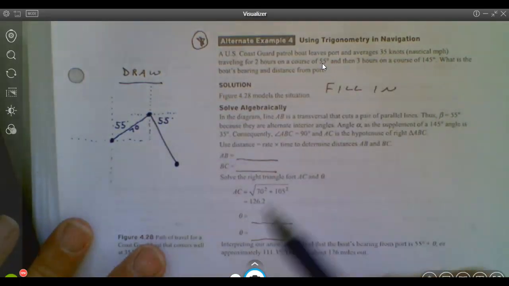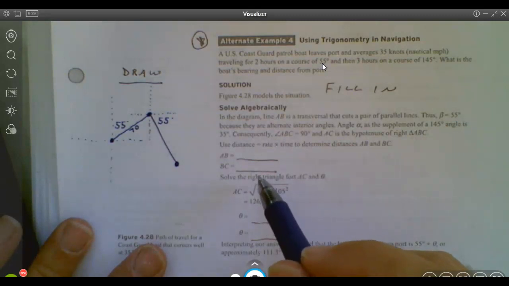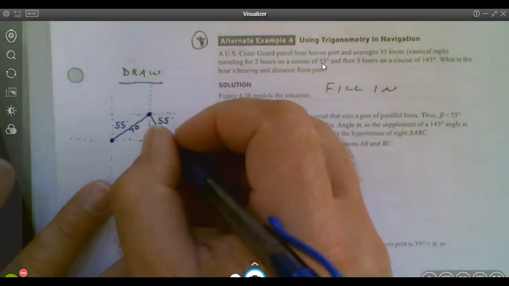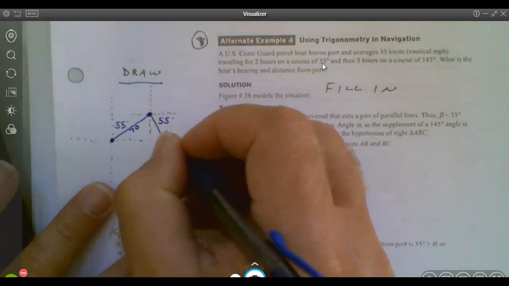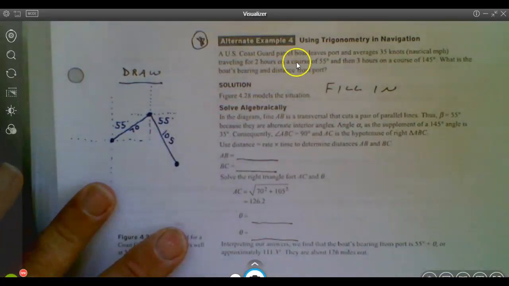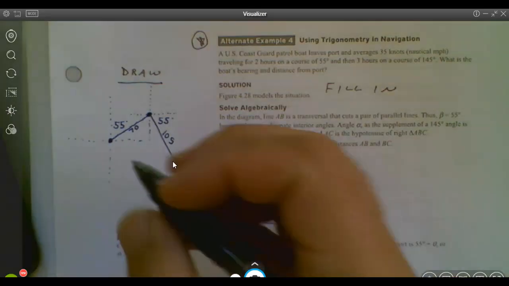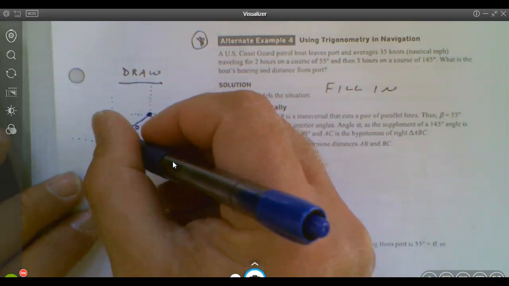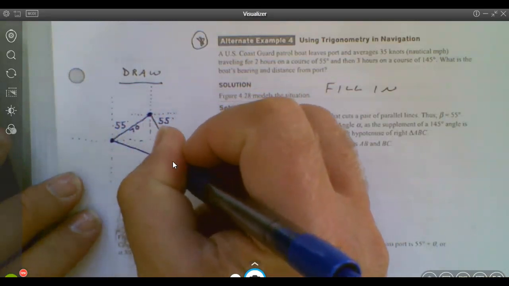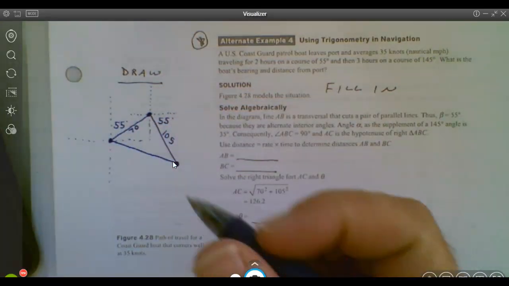For 3 hours at 35 knots, so we're looking at 105 miles right there. So ultimately they are asking us for the boat's now distance from the port. So this segment right here, we got to figure out that length. We are also looking for the boat's bearing from the port. So we got to figure out that angle as well. So here is the length that we are now looking for. So we got to figure out that one.